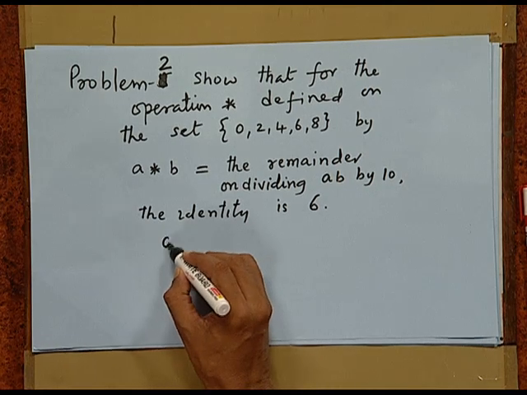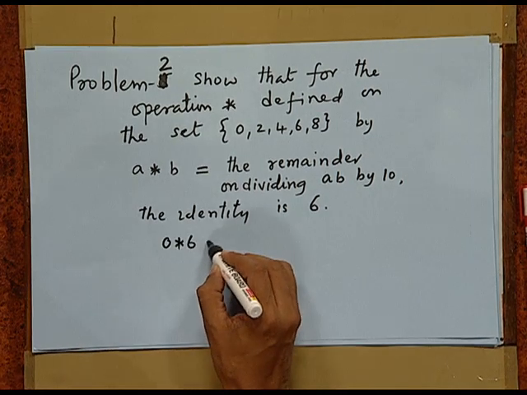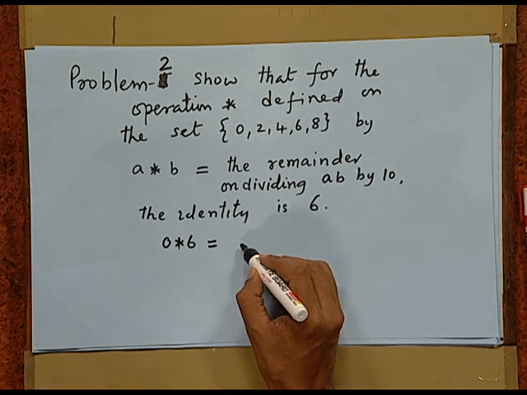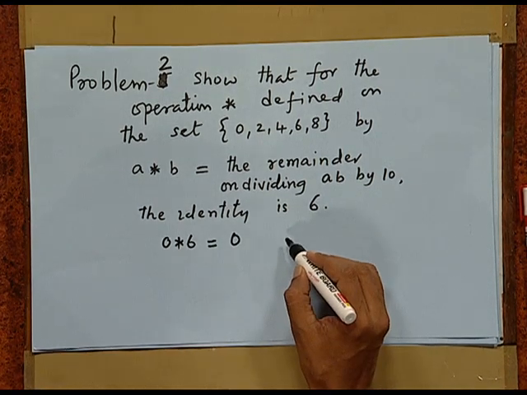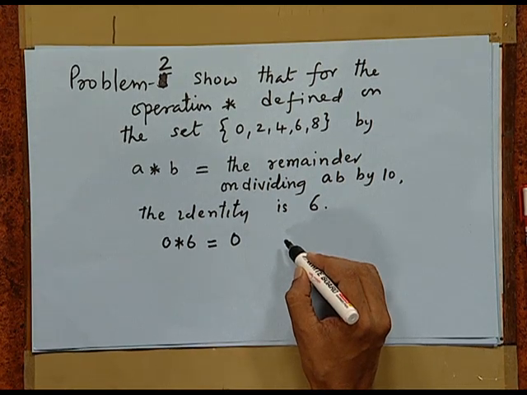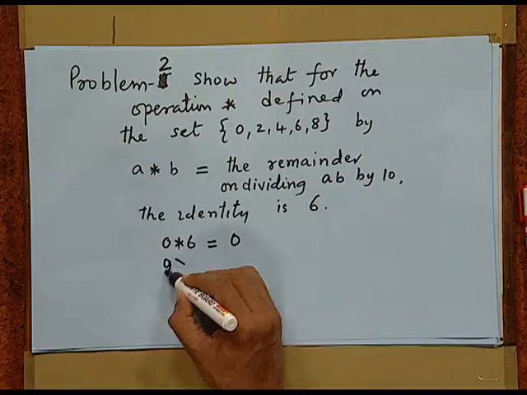This problem is very interesting. Usually identity becomes 0 or 1. Here is a case, the identity is neither 0 nor 1. Let us solve this problem. We have 0 star 6 equal to remainder, it is 0, because 0 times 6 is 0, we divide it by 10, the remainder is 0. Let us take 2 star 6.